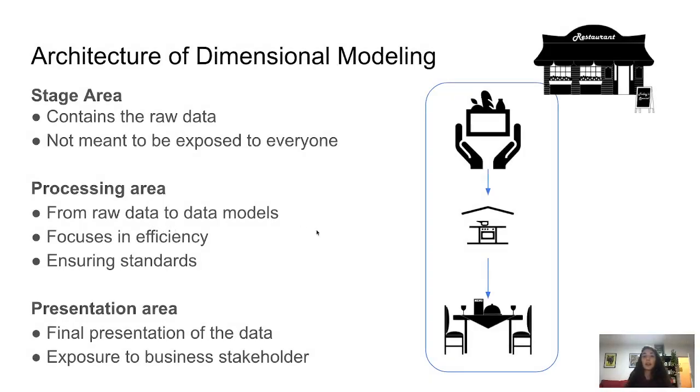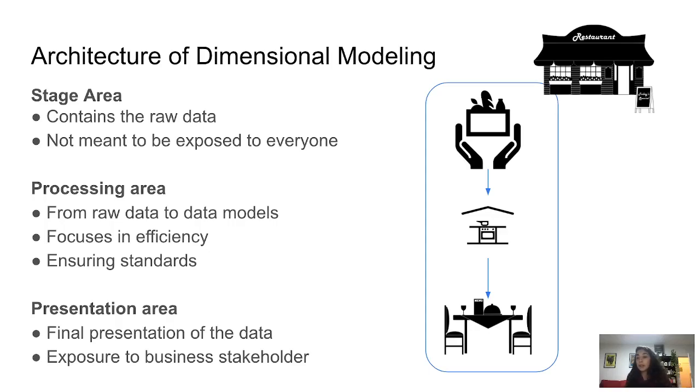Another nice analogy that is presented in Kimball's dimensional modeling is the kitchen analogy. And the book compares how the data warehouse in the ETL process could be compared with a restaurant. We're going to have a stage area where we're going to have the raw data. This is not meant to be exposed to everyone. This is only meant to be exposed to the people that will know how to use that raw data, in the case of the restaurant, the food, in order to process it and make food out of it. We then are going to also identify the processing area.